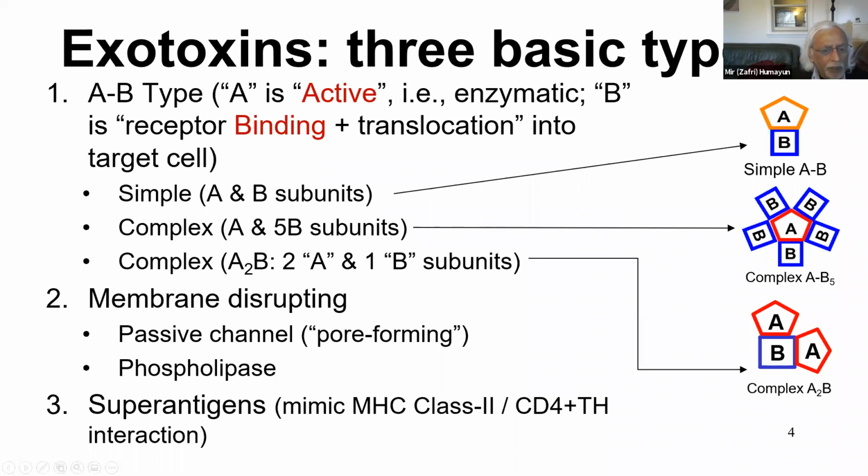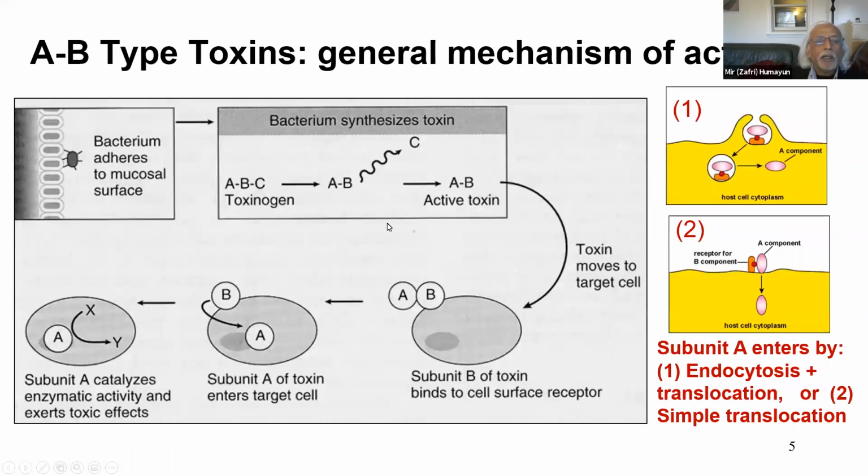Right? A superantigen, on the other hand, does not have enzymatic activity, but it has the ability to provoke a very strong and often lethal inflammatory response. Right? We'll see what that means in a subsequent slide. All right. Let's first look at a generalized mechanism of how AB toxins work. This generalized mechanism is shown in the black and white diagram on the left side. A variation of the same mechanism is shown in the colored diagram on the right side. Please focus on the black and white diagram on the left side first.